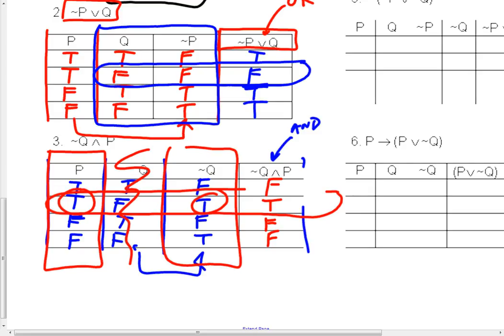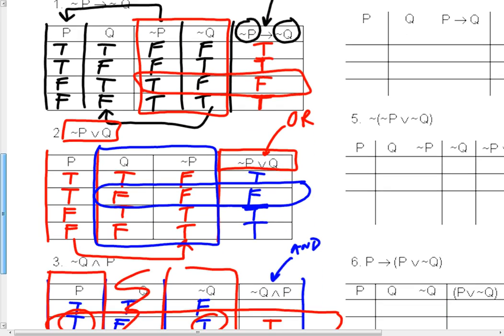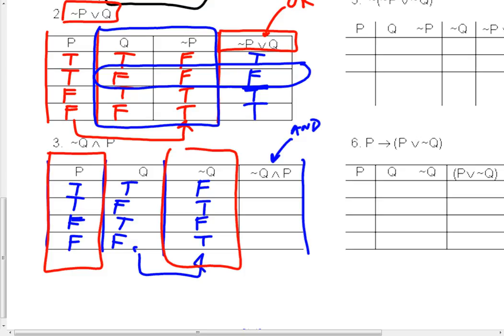Let me get rid of the extra stuff here. That was too much. What happened? It's that the one that goes to... There we go. So true, false, false, false. Is that right?